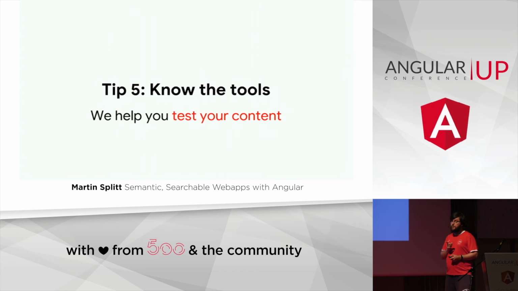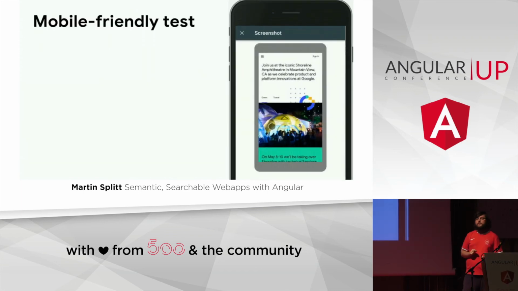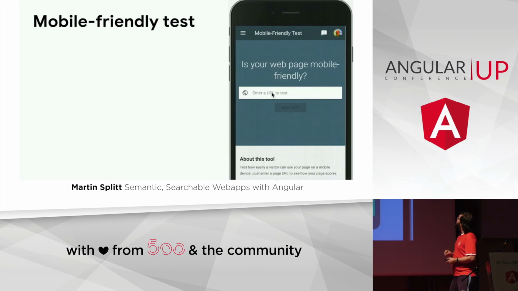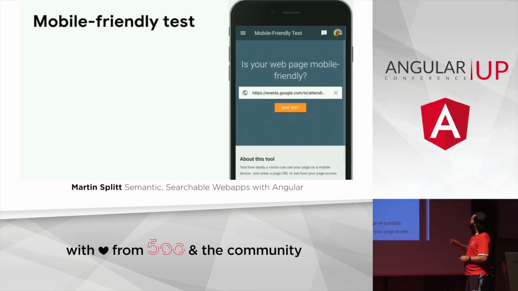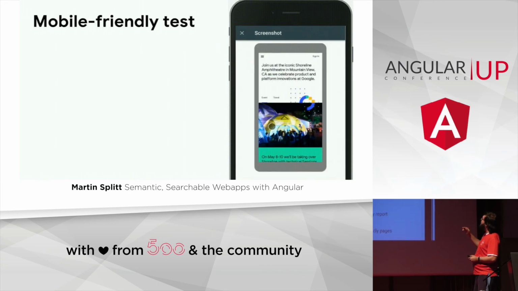Also, we have a bunch of tools for you available. Some of them you might not know. So let's have a look. First things first, the mobile-friendly test. You just plug a URL in. Oh, we're in the middle of the GIF for some reason. You put your URL in here, click Run Test. It analyzes, and it gives you a bunch of stuff.